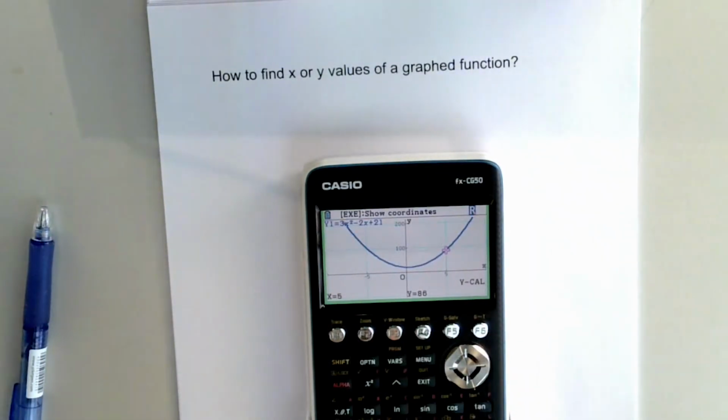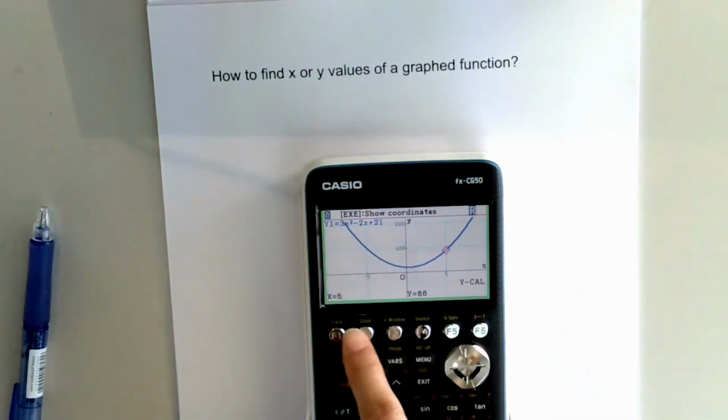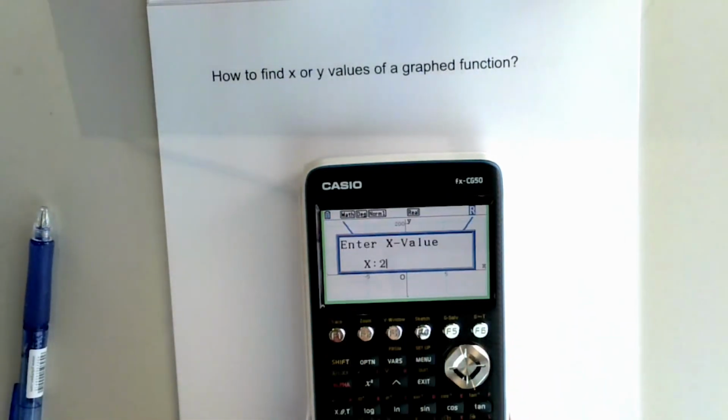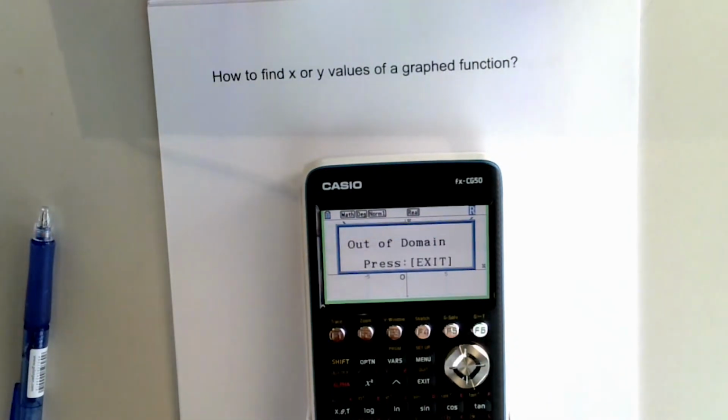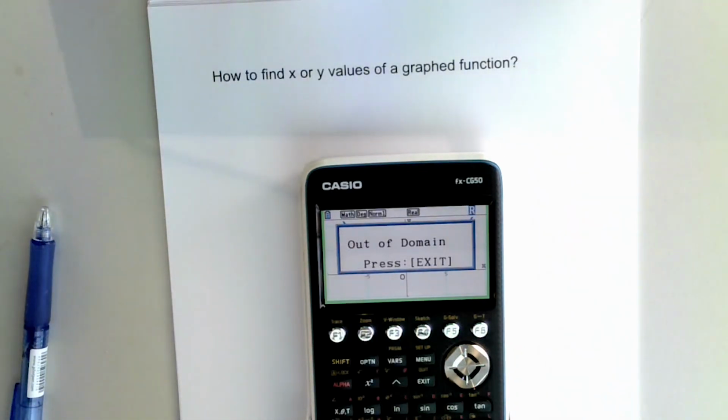But then if you are asking, say, now I want to have G-Solve, YCal when X equals 20, they don't do it for you, because it's out of the domain. Your domain is between negative 10 and 10. So if you ask something out of the domain, it doesn't want to do it for you. So what shall we do?